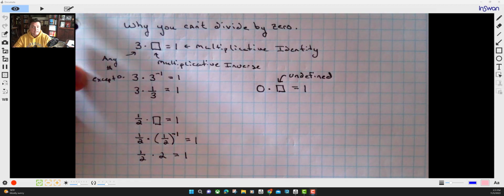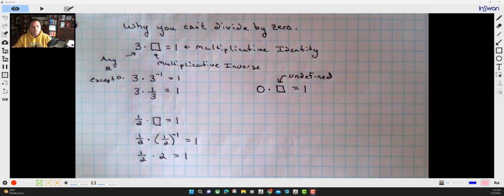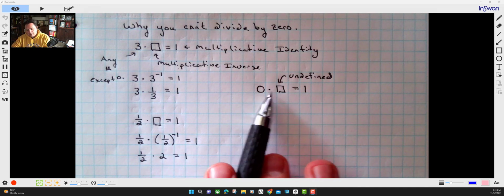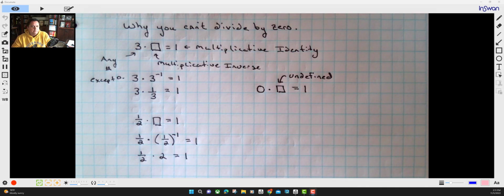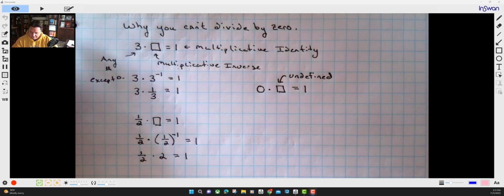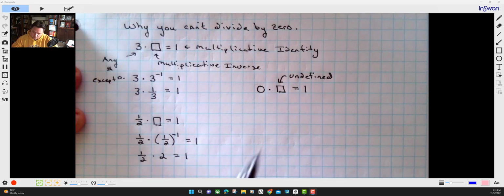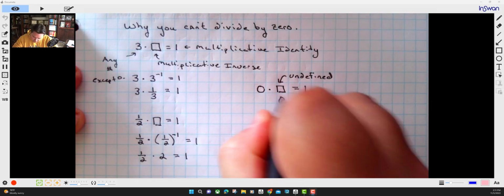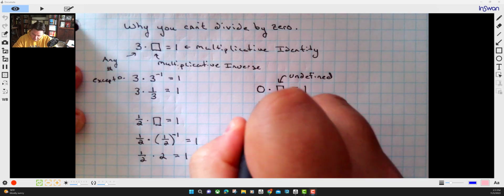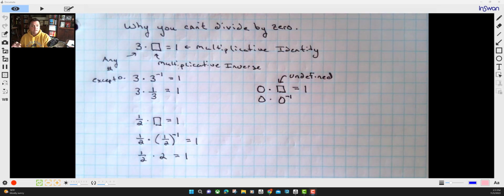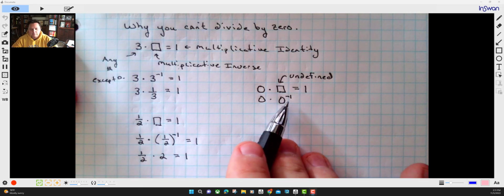It's undefined in our game. We're not allowing it to exist, because if we did, then we'd have 0 times some other number being equal to 1. But we know that 0 times any of the real numbers gives us 0. That's one of the properties of 0. Now, what would this be? If we wrote it out, it would be 0 with a negative 1 up top, if we allowed it to be defined, which we're not going to allow. But if we did, this is what we get.